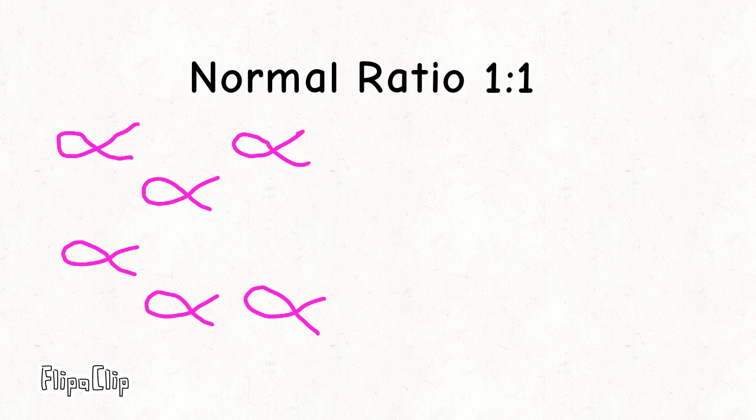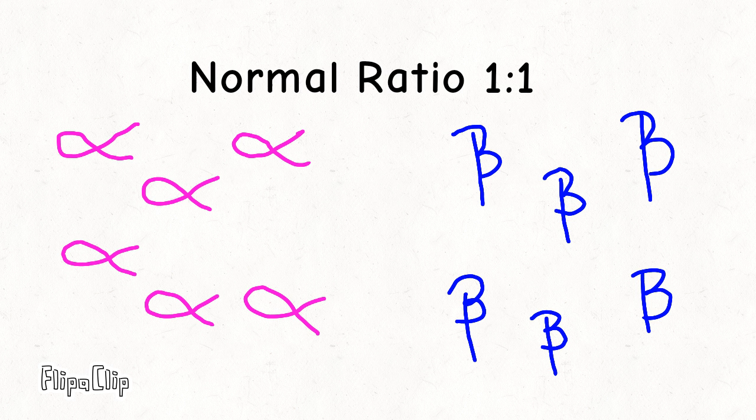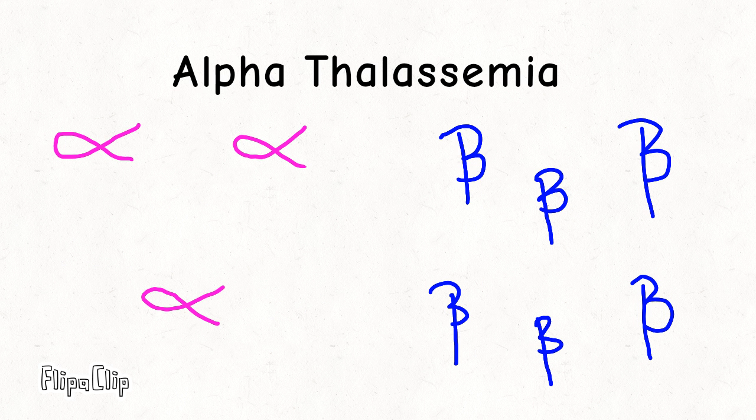So since there are over 400 mutations for thalassemias, we're just going to focus on the absence or decrease of the alpha and beta chains. Normally, the alpha and beta chains are produced in a ratio of 1:1. Let's take alpha thalassemia, for example. In alpha thalassemia, you have a genetic mutation that prevents the body from producing alpha chains.